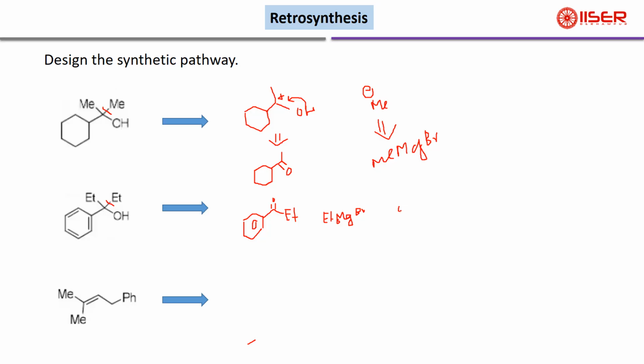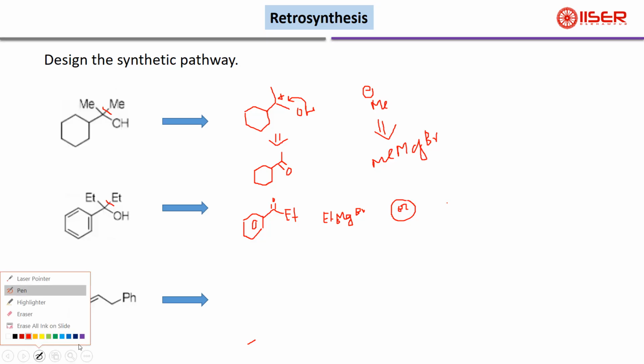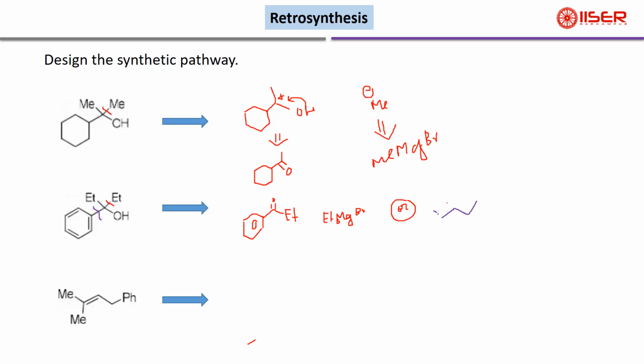There is another possibility, that is, if you cut this phenyl group, then it can be generated from diethyl ketone and phenyl magnesium bromide. As the substrates are not mentioned, we are drawing both retrosyntheses.